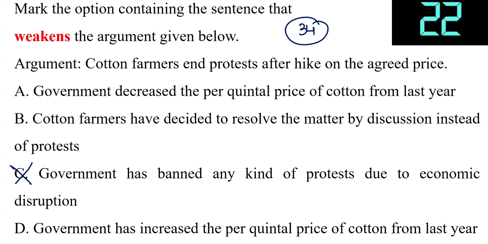So the government decreased the per quintal price of cotton. Actually, compared to last year, they increased it. Then they wouldn't go for protest, no? So they are going for protest after a hike on the agreed price. They'll end the protest. But if it is increased, they don't go for protest.